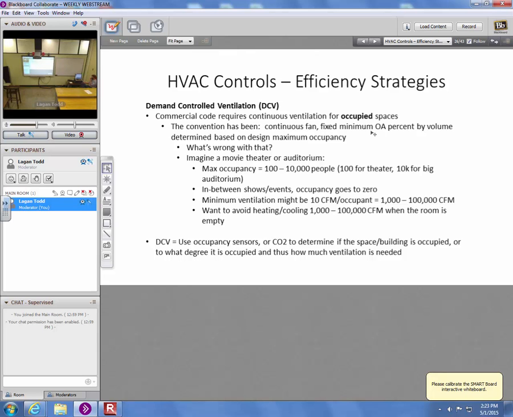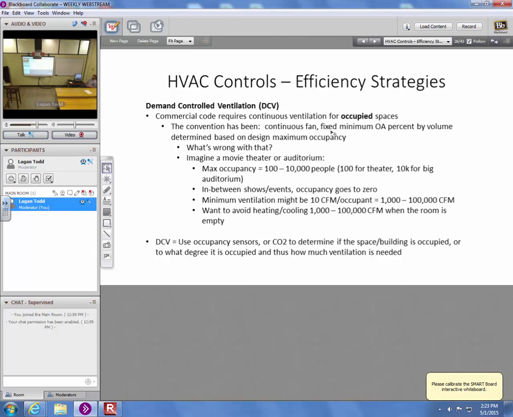The convention has always been to have, during the occupied period, and sometimes 24/7, your fan run continuously, and then have a fixed minimum outside air percentage by volume that's determined based on design maximum occupancy. If the amount of ventilation air you need to provide is based on how many occupants you have, for a long time the way they would deal with this is they just say, okay, what's the most people you're ever going to have in the space? Determine a ventilation rate based on that, and then we'll just provide that all the time, so that whenever the space is fully occupied, there's enough ventilation, and when it's not fully occupied, there's more than enough ventilation.